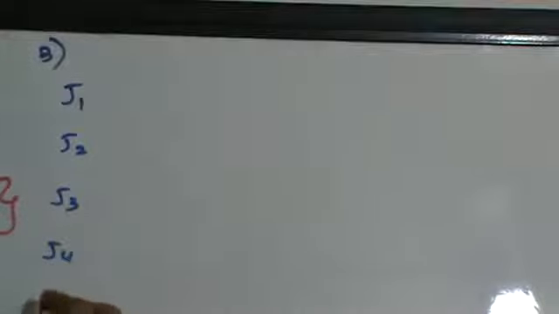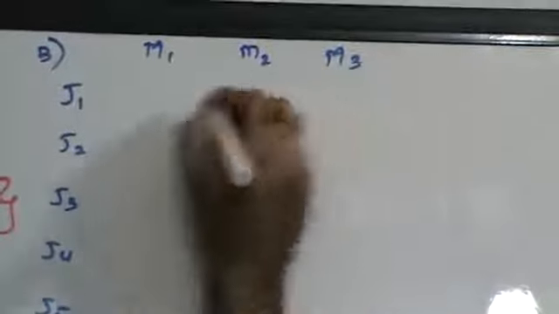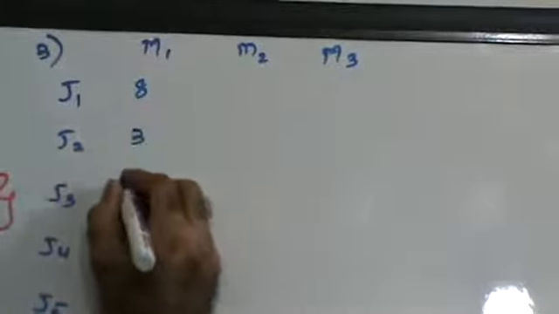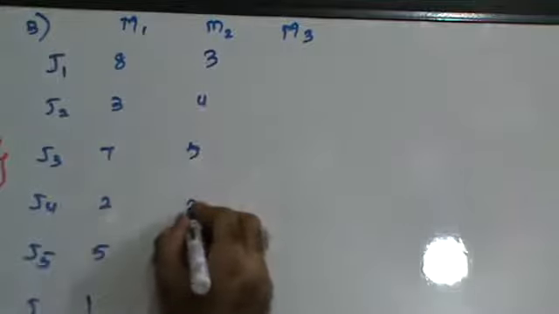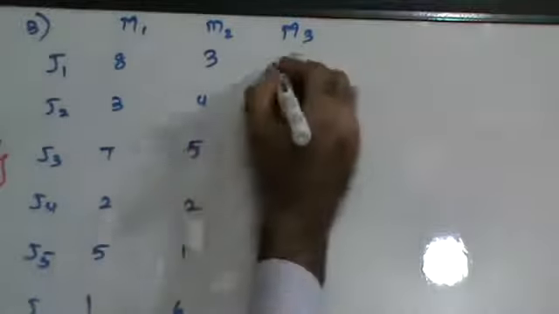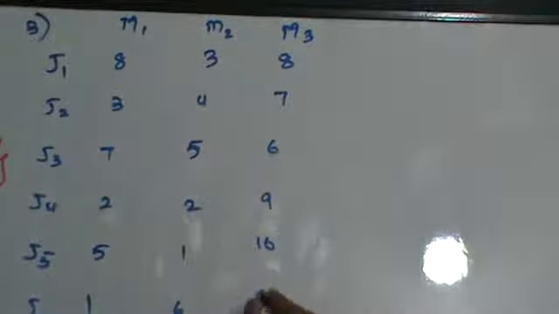Let's see this. Suppose I have, first let me just show you a simple one. J1, J2, J3, J4 and J5. I have 3 machines, M1, M2 and M3. This is 8, 3, 7, 2, 5, 1. This is 3, 4, 5, 2, 1, 6. And this is 8, 7, 6, 9, 10, 9. Now, you have 3 machines, so you can add this.